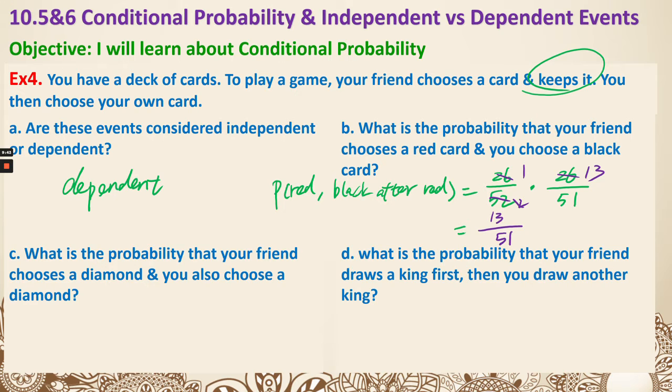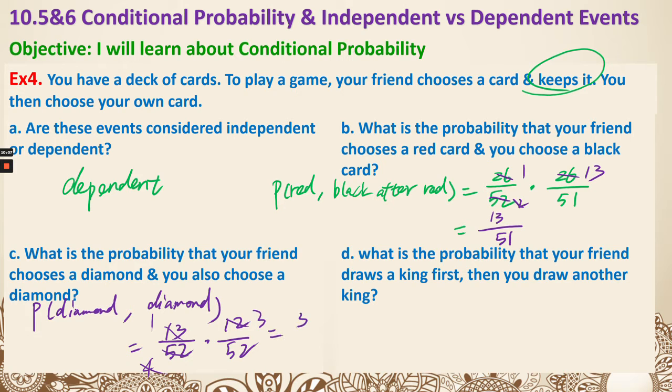Part C. What is the probability that your friend chooses a diamond and you also choose a diamond? So diamond, diamond. We have 13 diamond cards, 13 out of 52. After picking out 1, though, we have 12 left. So the first one, that's 1 and 4, and this is 3. So it's going to be 3 out of 52.